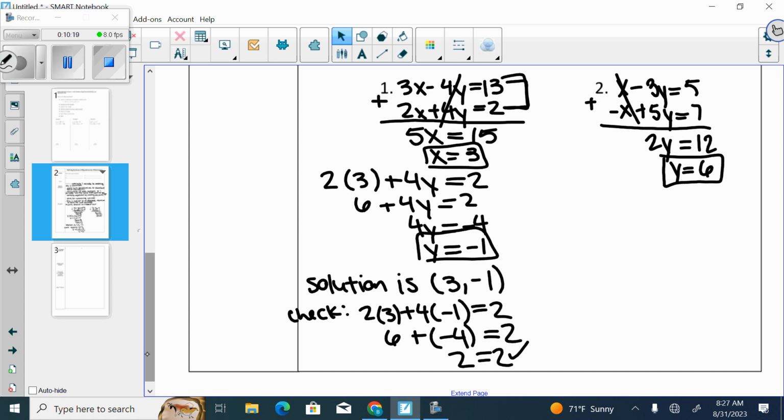All right, and then remember to solve for x. We go back to our originals. We pick one. You guys want to use first or second? First, okay, so we would have x minus 3 times, we replace that y with what we now know to be 6 equals 5. What is negative 3 times 6? Is equal to 5. So what is x?